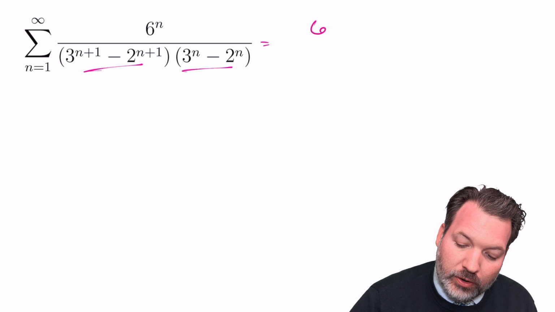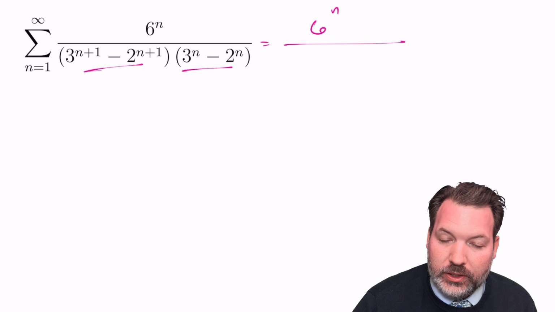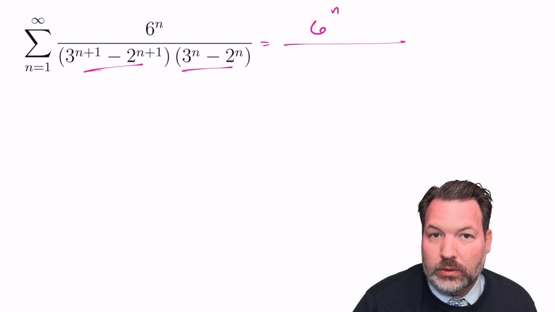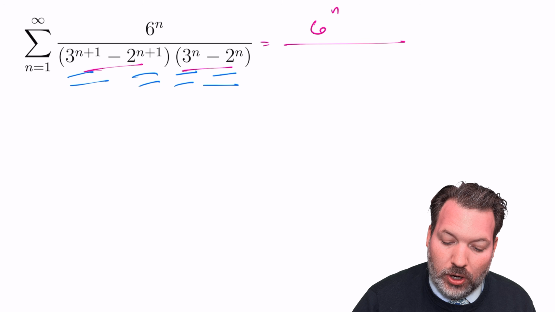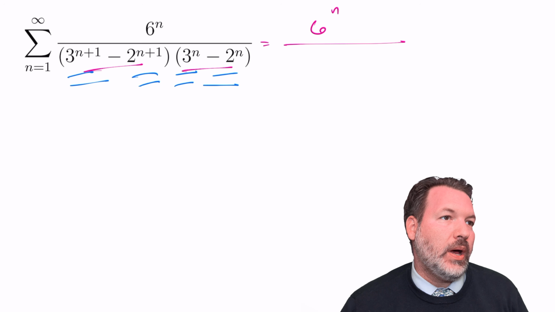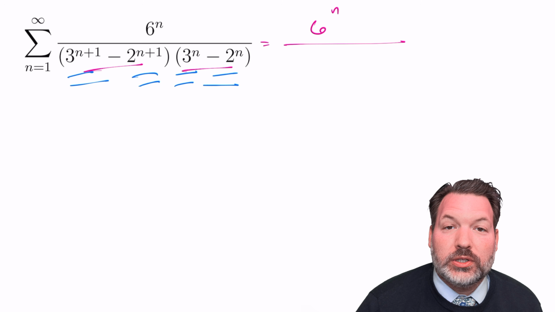So again, numerator for the moment, we're going to leave that as 6 to the n. But then in the denominator, I'm going to do something basically like FOIL: first terms, outside terms, inside terms, last terms. My typical preference is the box method or some other kind of double distribution, but what are you going to do? Let's just call it FOIL.